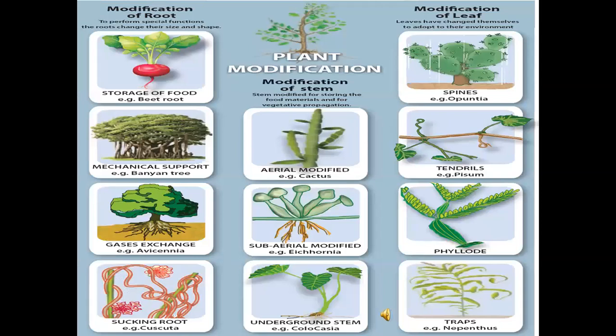Plant modification here. There are three types of plant modification. First one, modification of root. Second, modification of stem. And third, modification of leaf. The modifications of roots are storage of food, mechanical support, gaseous exchange, and sucking root. The modifications of stem are aerial, subaerial, and underground stem. Next one, modification of leaf: spines, tendrils, phyllode, and traps. These are the plant modifications.